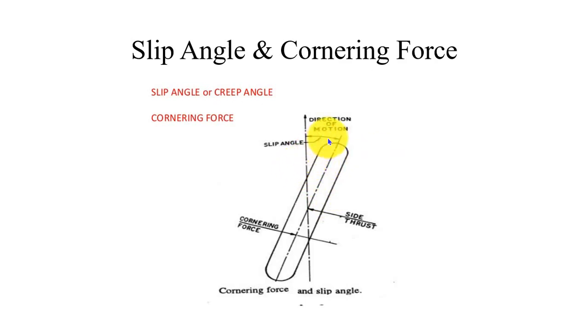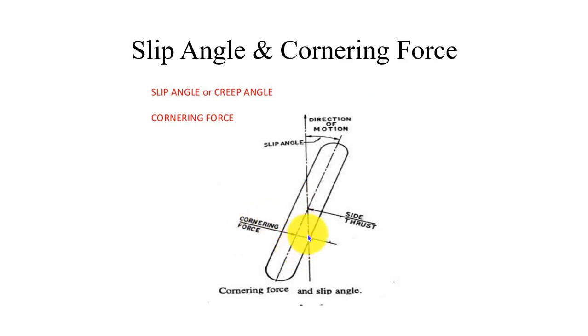That positive camber during the turning is known as the slip angle. The slip angle will produce the cornering force in the opposite direction of the centrifugal force. The cornering force can also be called the centripetal force, which is always opposite to the centrifugal force.